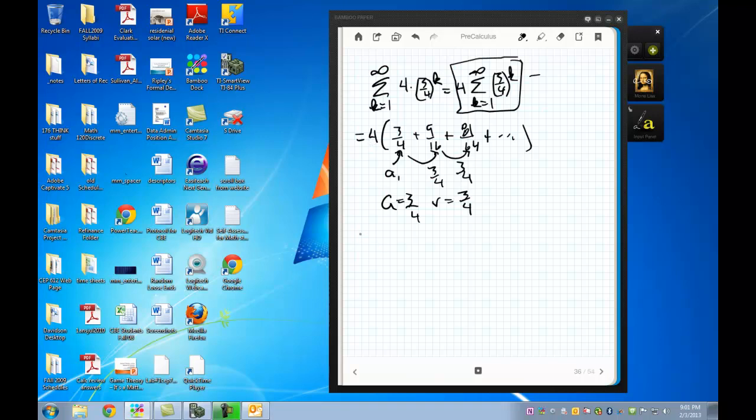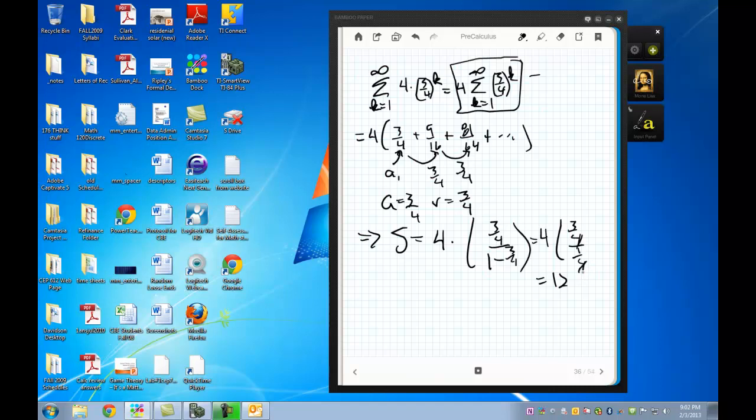So I know that this implies that my infinite series is going to converge to 4 times, and remember the 4 is just along for the ride, A, which is the first term, 3/4, over 1 minus R, which is 3/4. So I end up with 4 times 3/4 over, last I checked, 1 minus 3/4, excuse me, is 1/4. My 4's cancel. And who knew? Converges to 12. That's crazy.